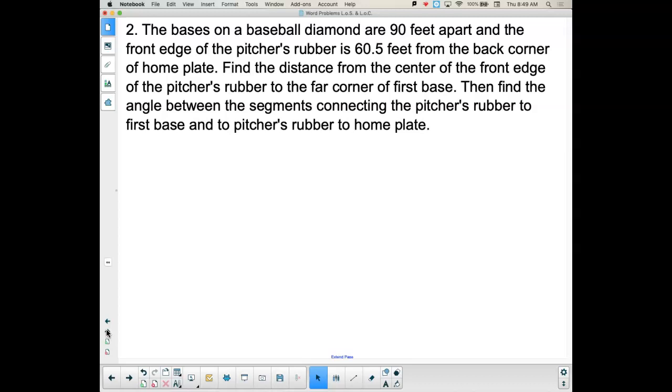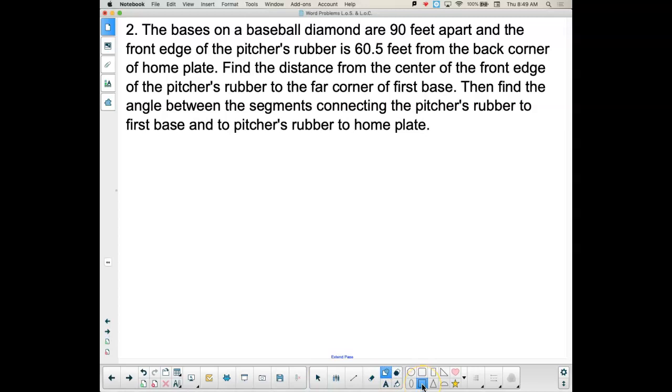Those of us that are familiar with baseball, what shape are the four bases of the infield in? They're a square. It's called a diamond because it's on its side. It's tilted, but they are a square.